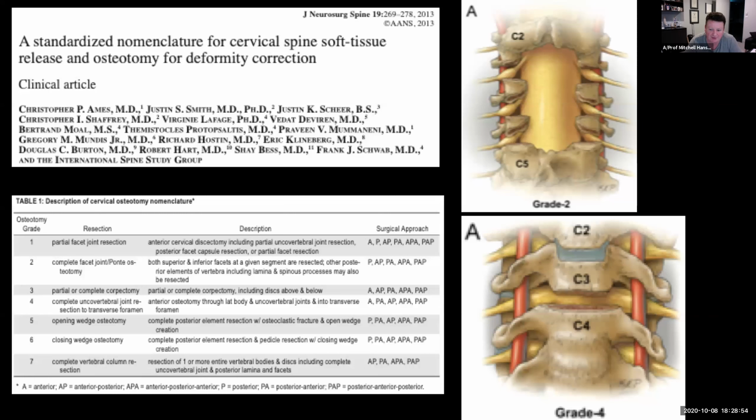I then came from the front, and it's a little bit difficult to follow the Ames et al. form here, where yes, I did a complete corpectomy at C6 and C7 from the front, but I did take it out to the transverse foramen, so I guess this kind of became a grade 4 as opposed to a straight grade 3, where I could get out and then had the vertebral arteries on show.